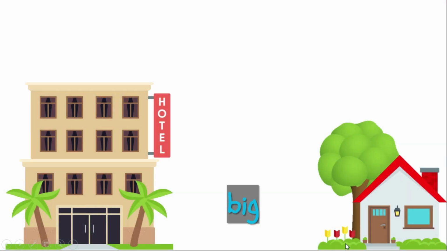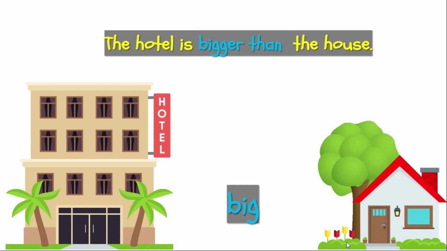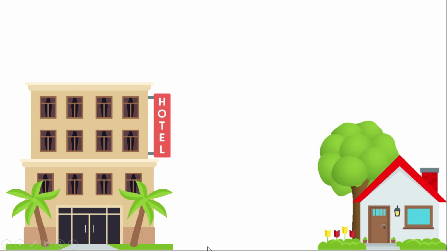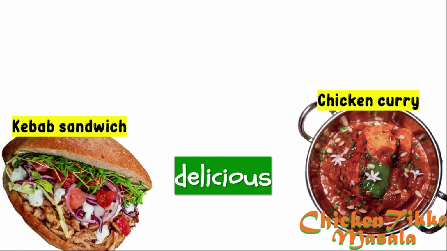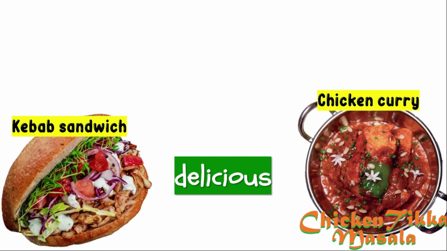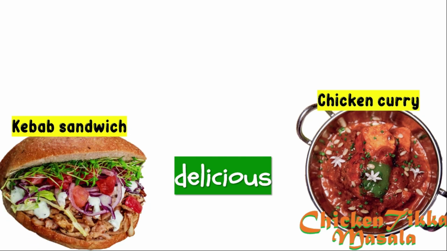Big. This is an adjective. So let's compare these two buildings. The hotel is bigger than the house. Tall. The hotel is taller than the house. Look at these two dishes. Delicious. Very nice. Delicious. They must taste nice.